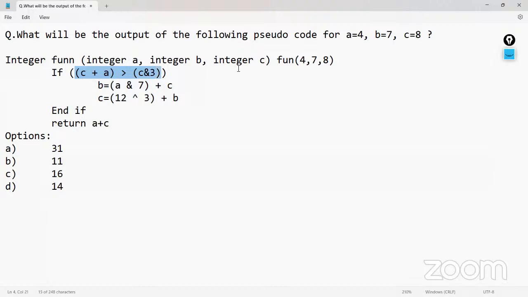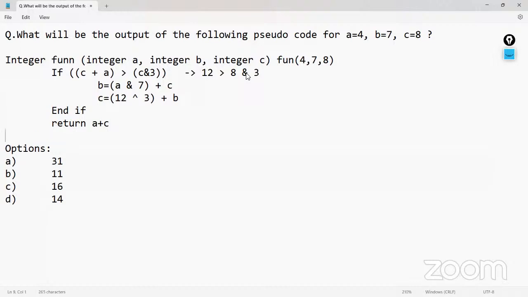If C plus A: what is the value of C? It is 8, and the value of A is 4. So that is 12. Then A is greater than C and 3. C and 3 means 8 and 3. Let me first calculate 8 and 3 right here in the space.